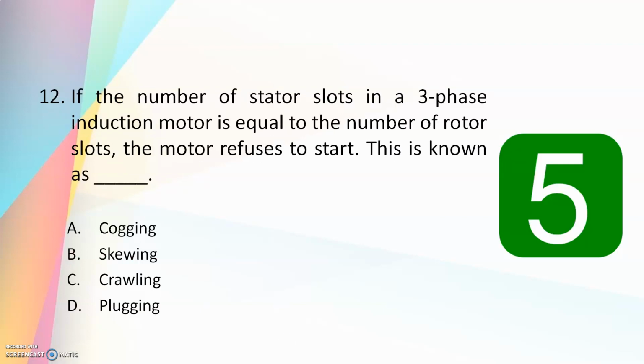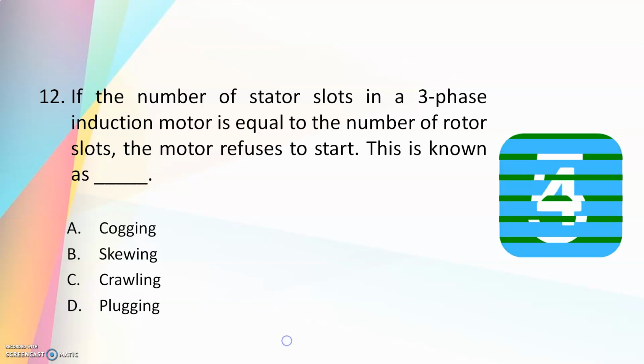If the number of stator slots in a three-phase induction motor is equal to the number of rotor slots, the motor refuses to start. This is known as: cogging, skewing, crawling, plugging.